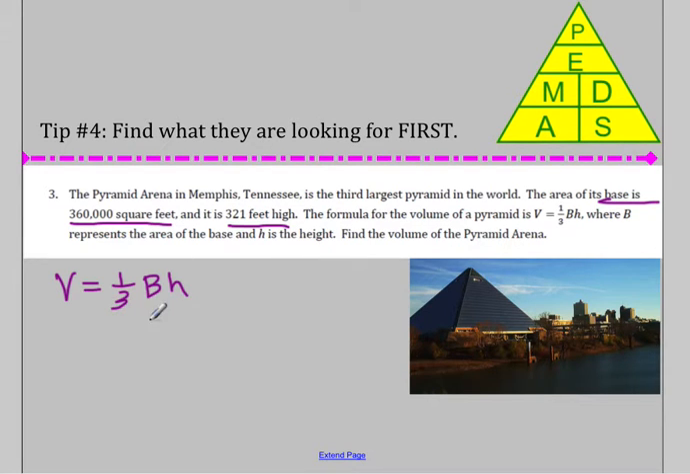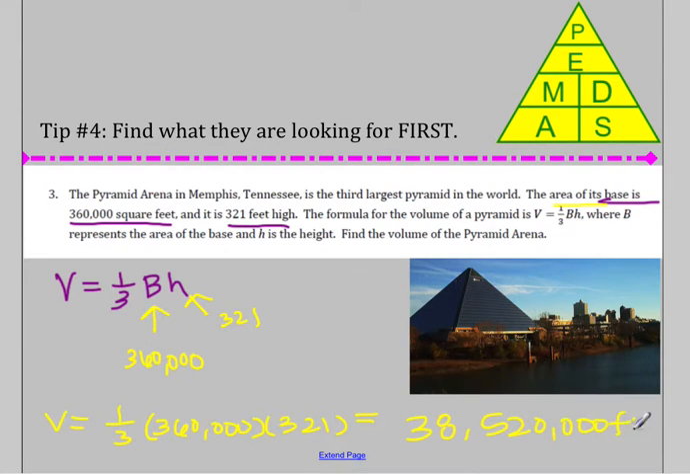So, capital B is the area of the base. Well, the area of its base is 360,000, and H, the height, is 321. So my volume is really 1/3 times 360,000 times 321. And now from here, I could just simply type this into my calculator. And when I do, I get that the volume is 38,520,000 feet. This is volume, so it's feet cubed. So there's my final answer.